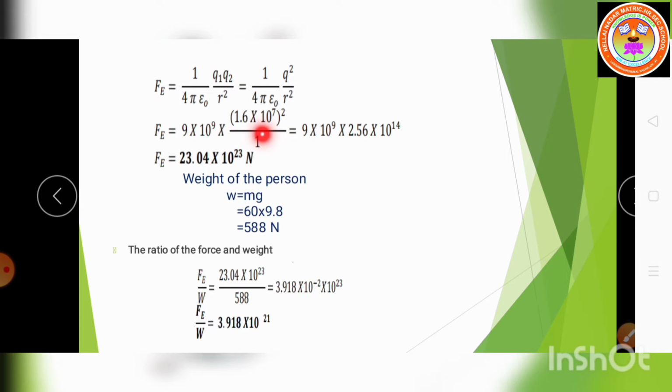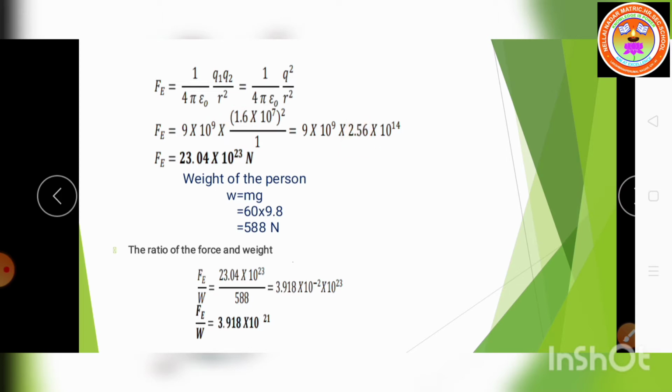1.6 into 10 power 7, the whole square. What is the distance? 1. So in the denominator it is 1, so multiplying the numerator is enough. So 1.6 the whole square, we can write as 2.56.